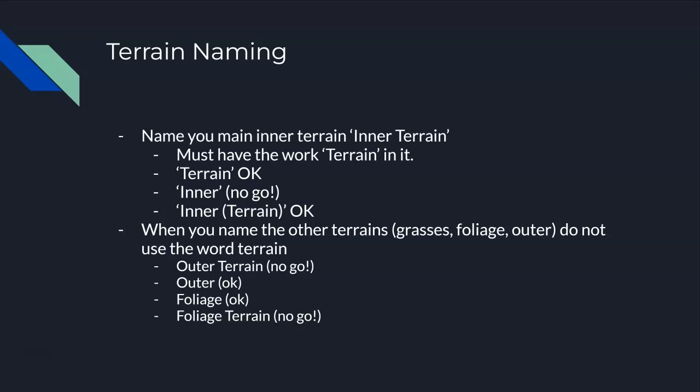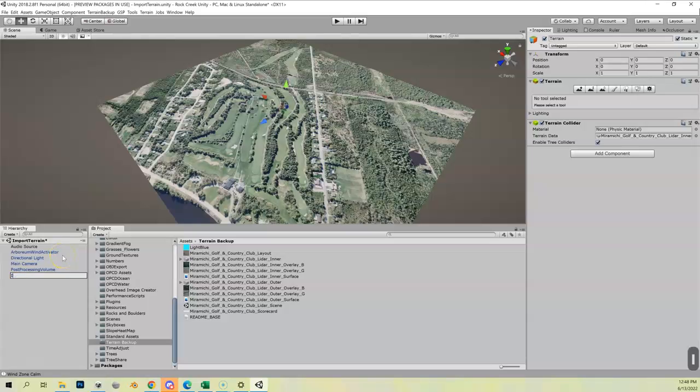Your foliage, just name it foliage, and it has to be called foliage. There's actually some scripts that don't call it leaves or trees, they call it foliage. And then do not call it foliage terrain. All right. Back to your normally scheduled program. And simply call it inner.